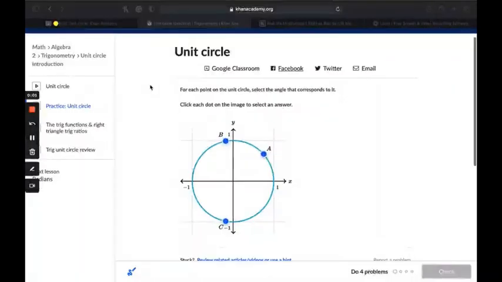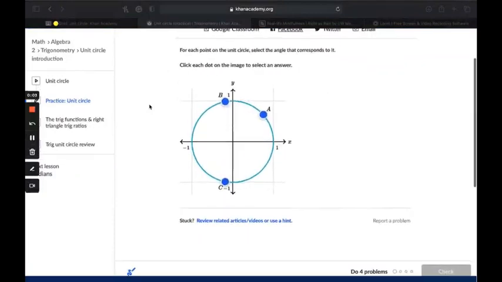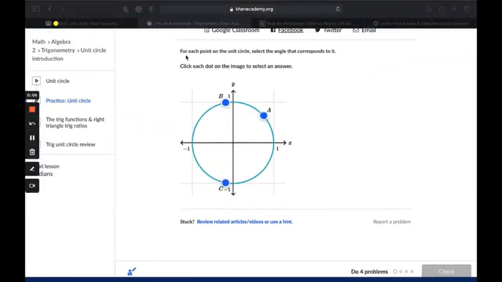So we're going to look at the questions of unit circle. First of all here, for each point on the unit circle, select the angle that corresponds to it. Click each dot on the image to select an answer. Okay, so what does this mean? What do they want us to do? They want us to give each point how much their angle is.